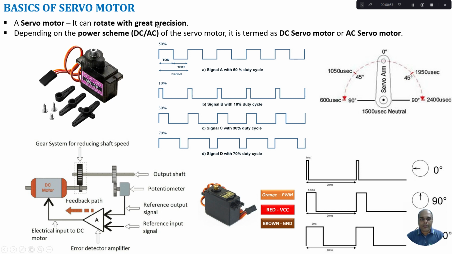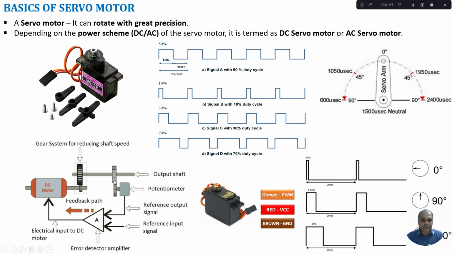Depending upon the power scheme, whether it is AC or DC applied to a servo motor, it is called a DC servo motor or an AC servo motor. So here I have shown a typical MG90S servo motor. If you see the internal block diagram of your servo motor, it consists of a DC motor. In order to reduce the speed, a gear connection is attached, so thereby the speed is reduced, and the shaft position is measured using a position sensor or using a potentiometer.